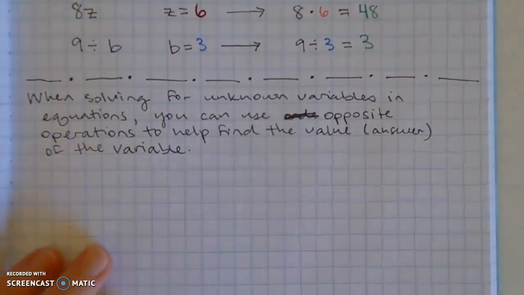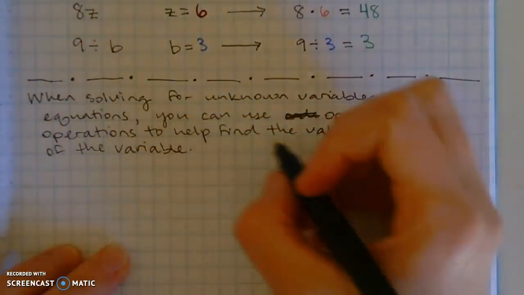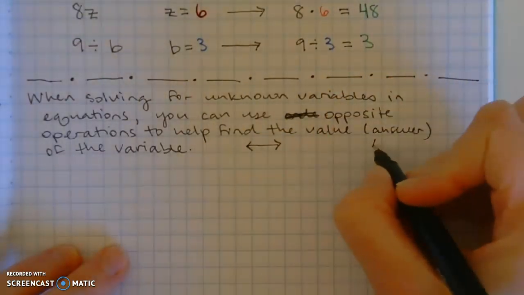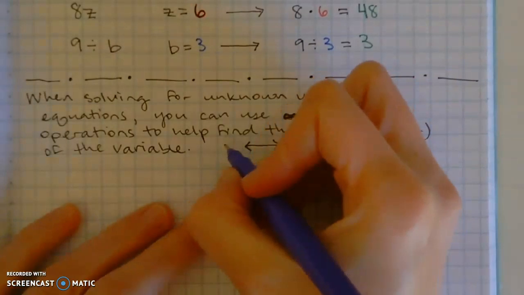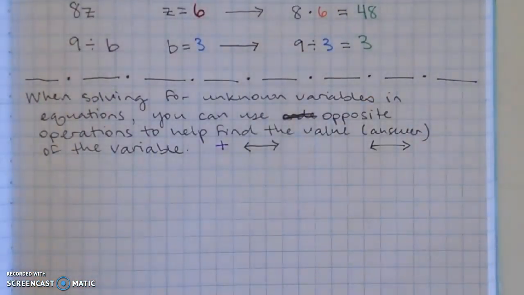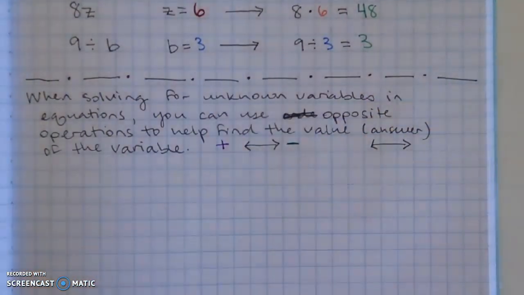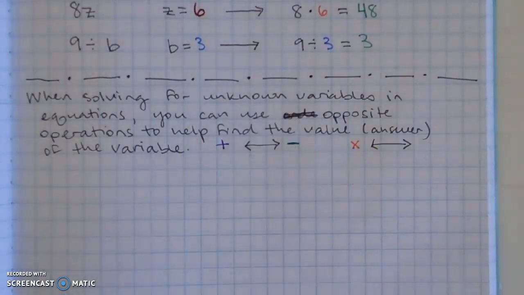So let's just review real fast what the opposites are of our operations. So I'm going to just do that right here. And I'm going to draw my arrows in black and try to have my operations in some different colors here, okay? Okay, so let's do addition first. So the opposite of addition is going to be subtraction. And the opposite of multiplication, which we will do as an X, is going to be division.